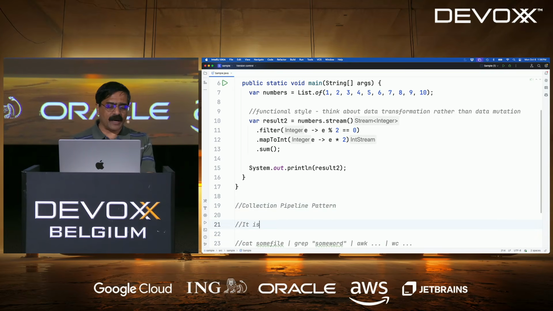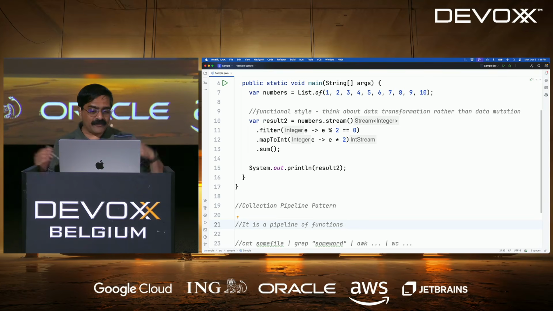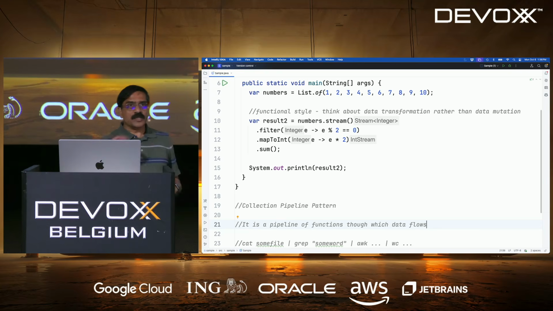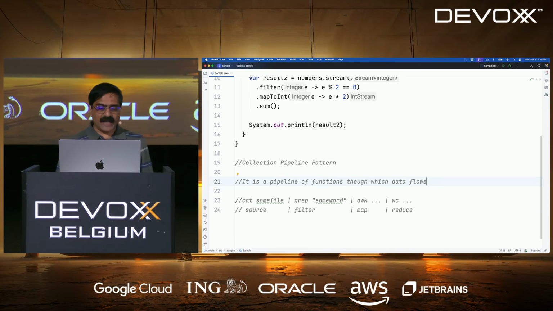So it is a pipeline, if you will, of functions. So essentially, it's a pipeline of functions because the filter is a function, the map is a function. That's what these things are. It's a pipeline of functions. And you could argue, through which data flows. So essentially, through this pipeline of functions, the data is flowing.